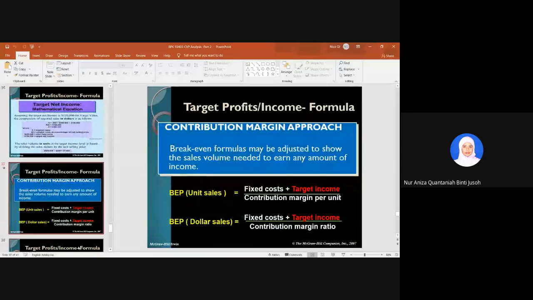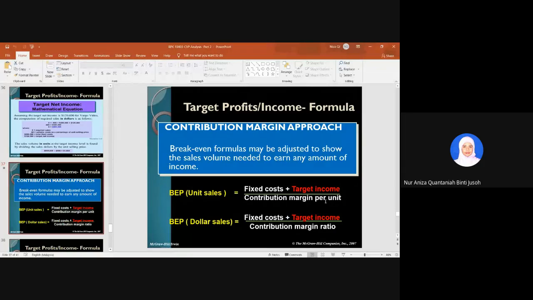Okay, so now you look at the expanded formula from the BEP formula. The white one here is the same as the previous formula, but now you will add the target income into the formula. What will change is only the upper part: fixed cost plus target income. The lower part will be the same.